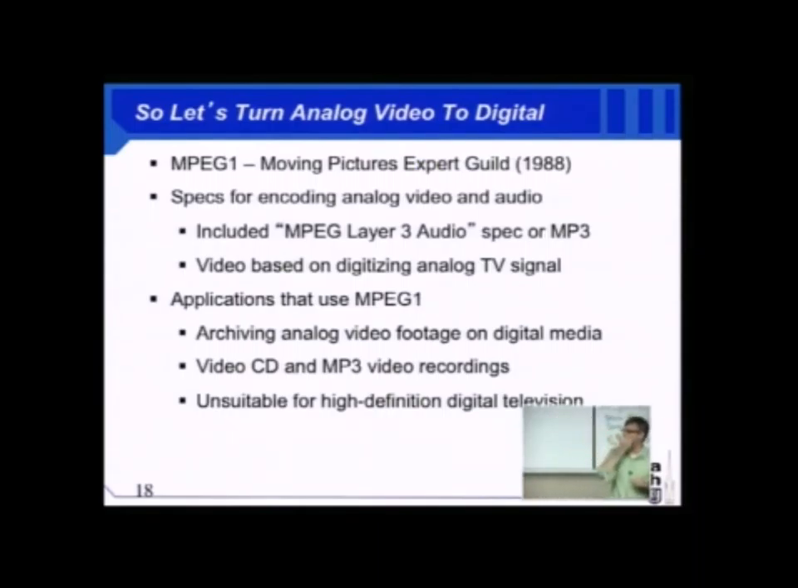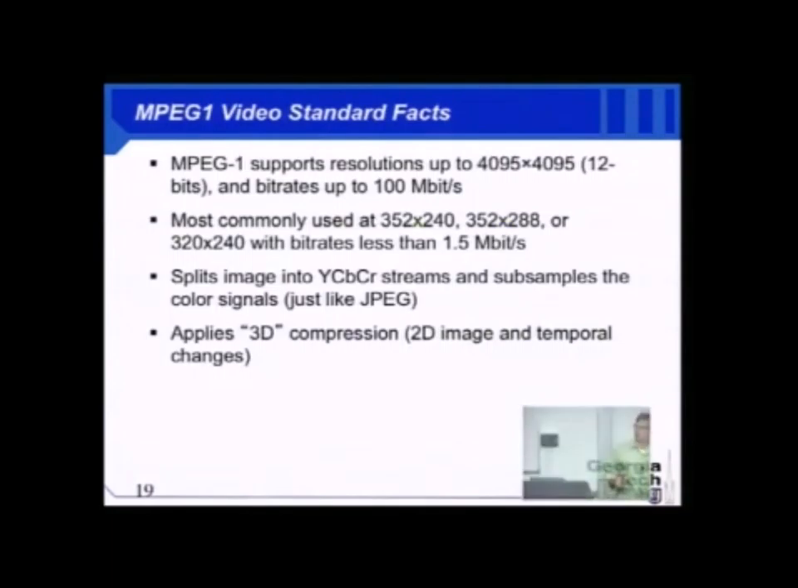And then video based on digitizing analog TV signals. This was a way to digitally archive all of the analog video footage that was being produced at the time. That's what this standard concentrated on. So you'd archive the analog video footage on a digital medium. The resolution wasn't particularly high, but you could at least put those types of signals on a CD. You could record audio with the MP3 standard, and it's generally unsuitable for the higher resolution native digital images that we're used to seeing. But this was 1988, so give them a break, right? The real goal here was to archive all the analog video that was being shot and all the analog films.